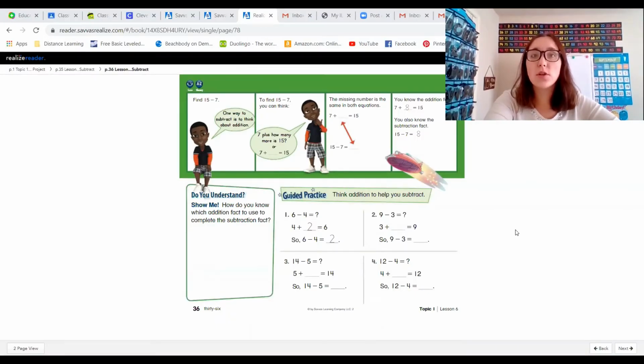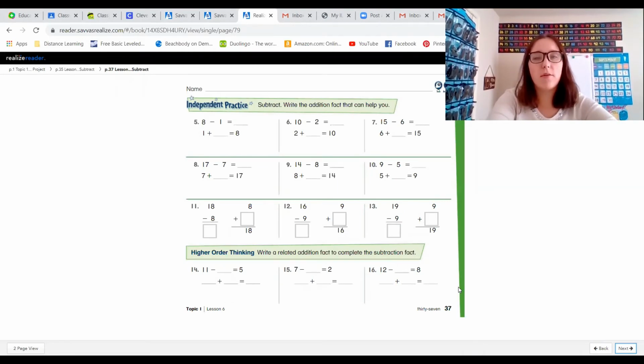Okay, let's go turn the page and do some problems together. Let's look at number 5. Our instructions say subtract. Write the addition fact that can help you.